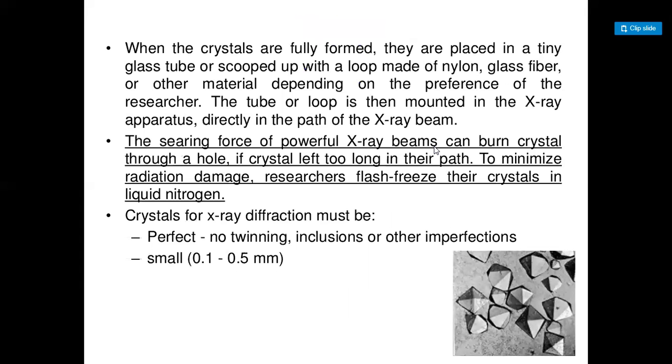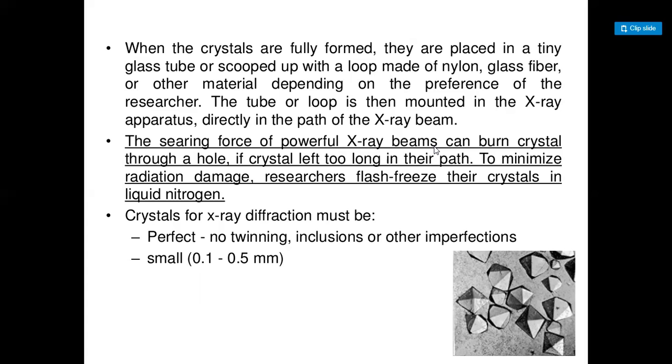When the crystals are fully formed, they are placed in a tiny glass tube with a loop made of nylon, glass, rubber or other material depending on the preference of the researcher. The tube or loop is then mounted in the X-ray apparatus directly in the path of the X-ray beam. The force of powerful X-ray beams can burn a hole through the crystal if it is left too long in their path. To minimize radiation damage, researchers flash freeze their crystals in liquid nitrogen.